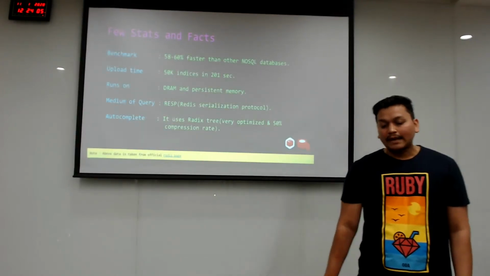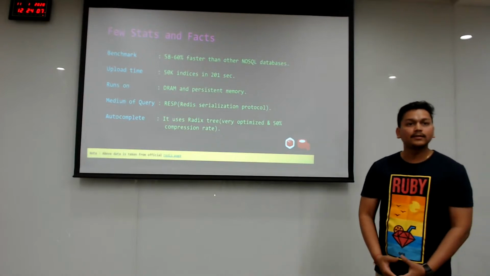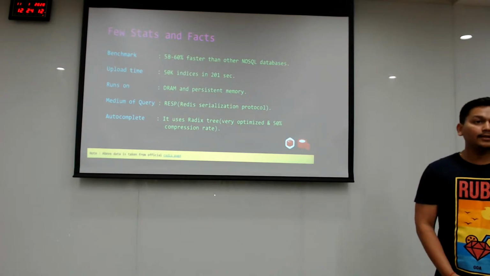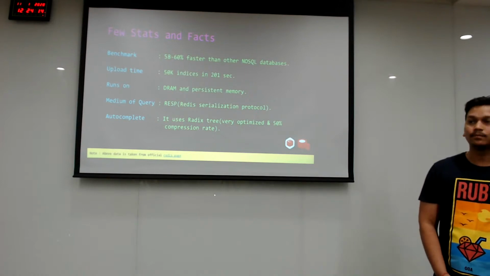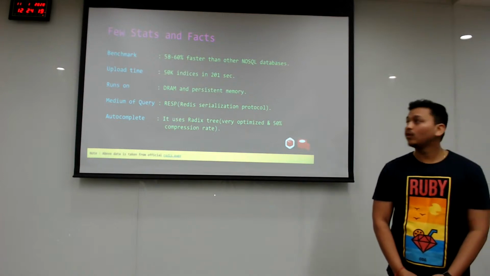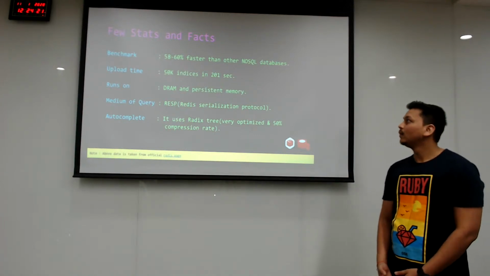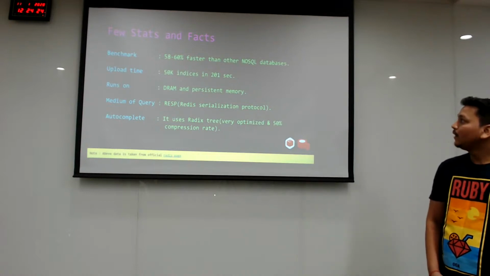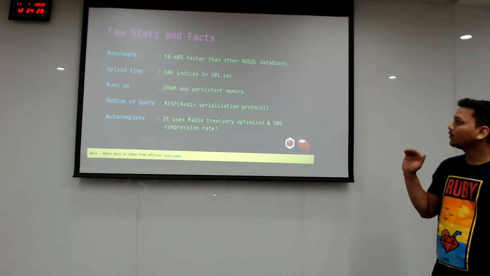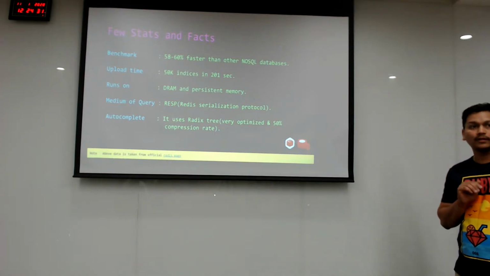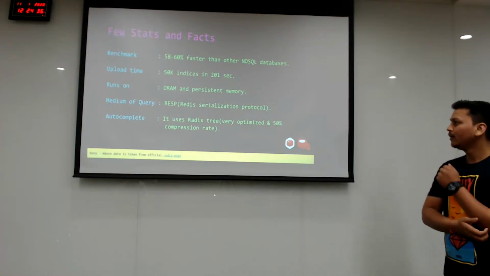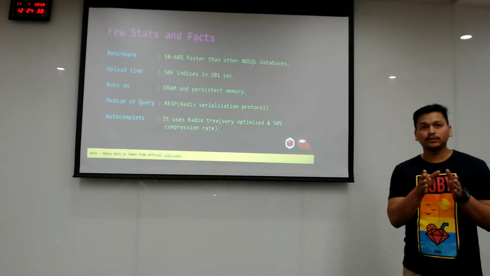So here are a few stats and facts about Redis search. When it comes to the benchmark, it is seen that it is 58 to 60% faster than other NoSQL databases. Moreover, if you see upload time, 50K indices in 201 seconds. This benchmark and these stats I have taken from the Redis official site, and I have read the Medium blog of Redis Lab only, where they have compared Solr, Elasticsearch, and Redis search.